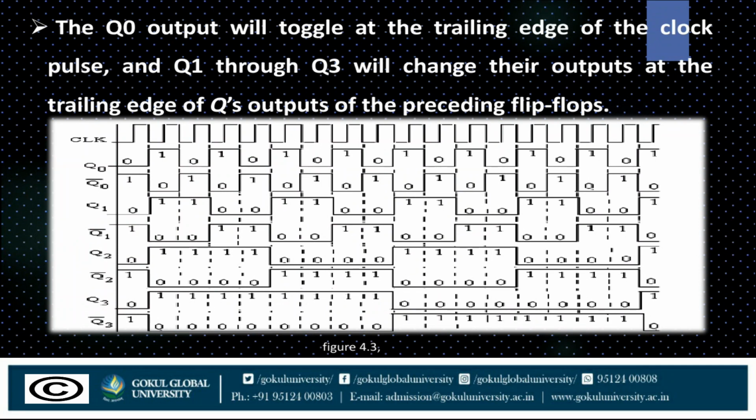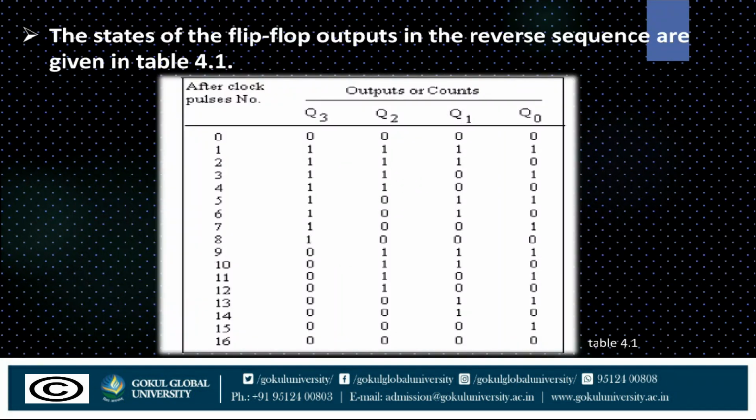The Q0 output will toggle at the triggering edge of the clock pulse, and Q1 through Q3 will change their output at the triggering edge of the Q̄ output of the preceding flip-flop. Here is the timing diagram. Next, the states of the flip-flop outputs in the reverse sequence are given in table 4.1. Here you see all the clock pulses and the output count.